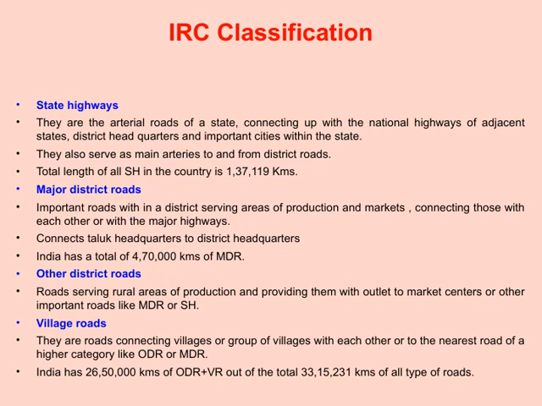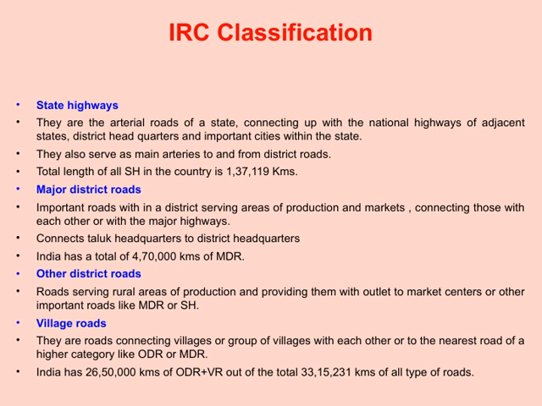Let's take a closer look at the IRC classification of roads. Starting with state highways, these are essentially the arterial roads of a state. They connect with national highways in neighboring states, link district headquarters, and important cities within the state. They also act as main arteries to and from district roads. In terms of scale, the total length of state highways across the country is about 137,119 kilometers, which highlights their significance in the network.